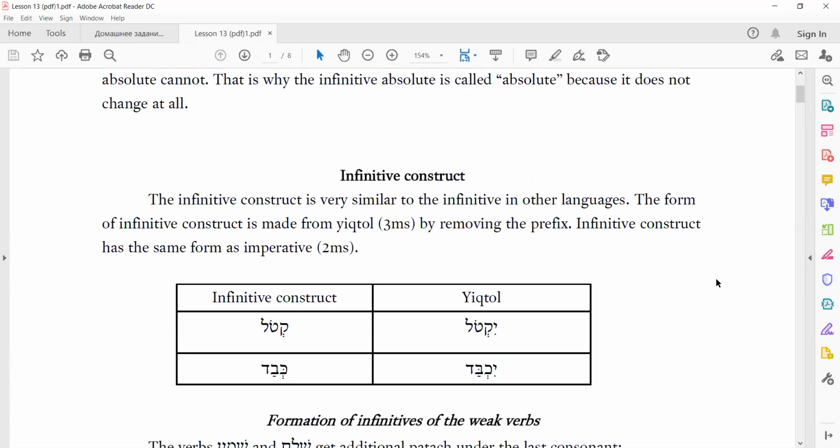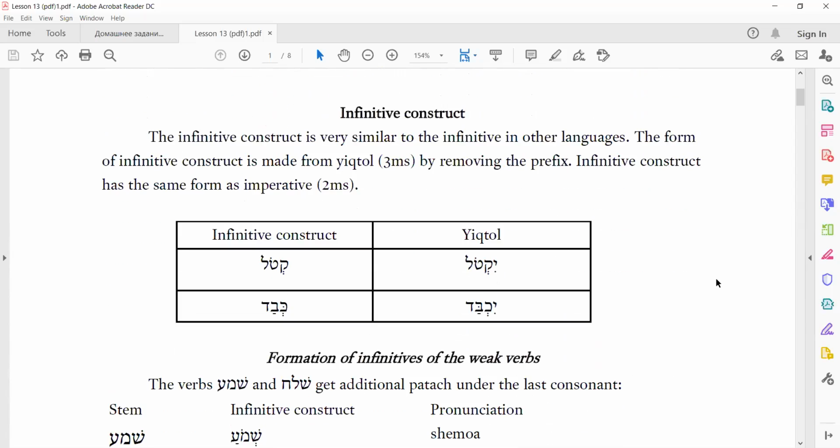So first of all, I will tell you how the infinitive construct is made. Actually, it is very easy. We need to take the form of yiktol, third masculine singular, and just remove the prefix. So do you see again that the yiktol conjugation is very, very important, because all other verb forms are made from this form. For example, if we take yiktol, we remove the prefix yud, and we will have ketol. So infinitive construct will be ketol. Yichbad, it will be kevad. So you see it on the screen.